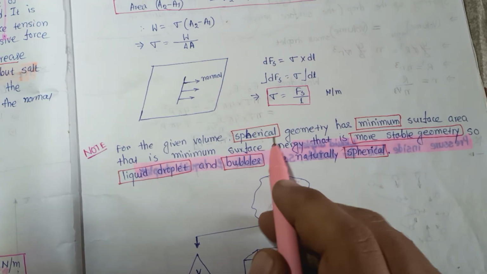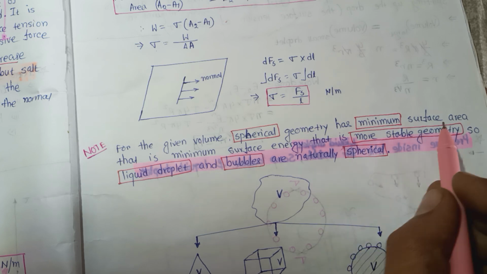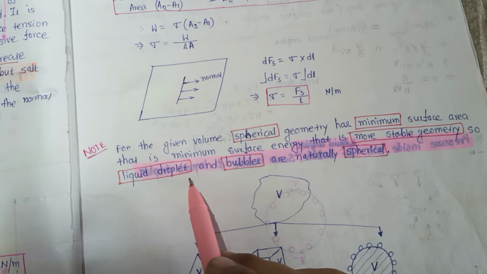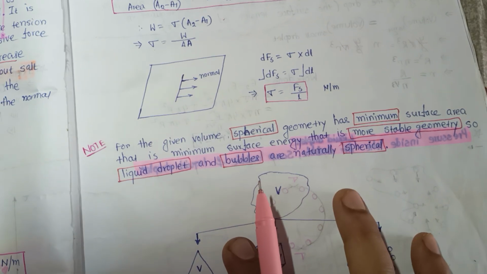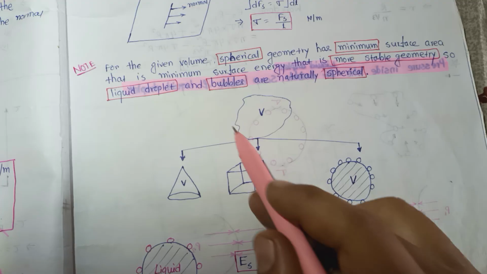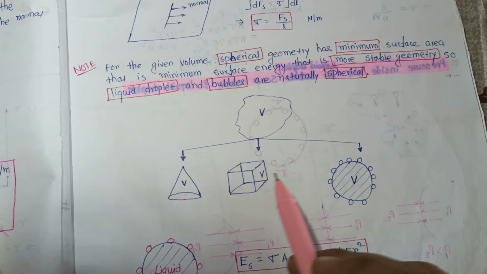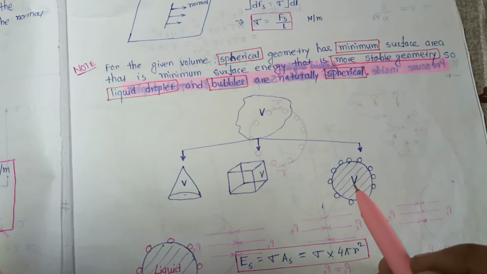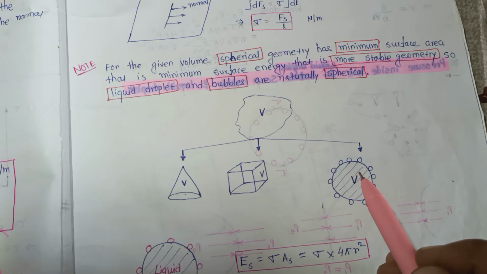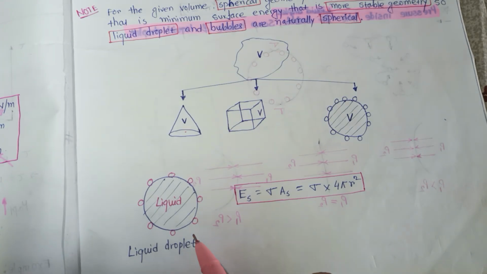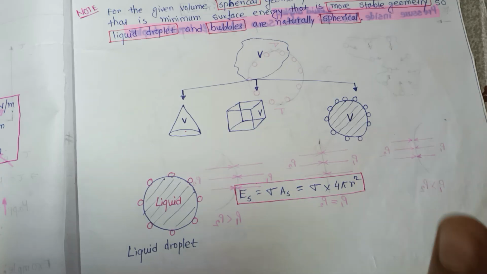For the given volume, spherical geometry has minimum surface area, that is the minimum surface energy, that is more stable geometry. So liquid droplets and bubbles are naturally spherical. So this may be any volume. It may be shaped like this, it may be shaped like this, but it is always spherical because it tries to minimize the surface area. So spherical geometry has minimum surface area, so that's why droplets are always spherical. Okay, so this is the liquid droplet here.